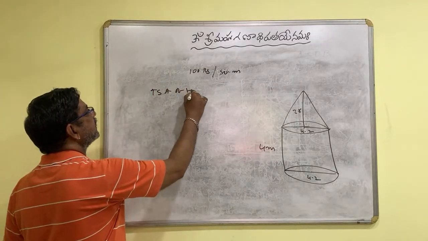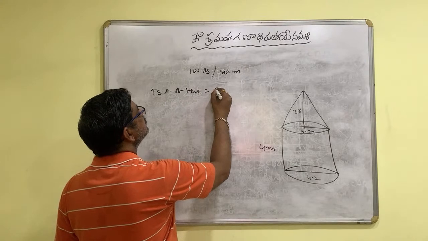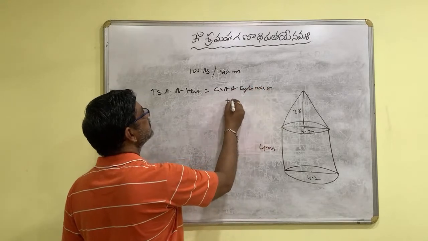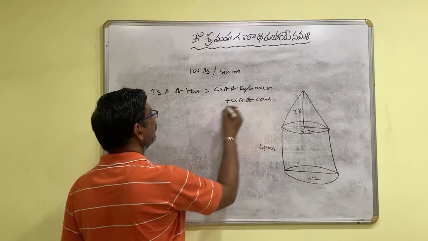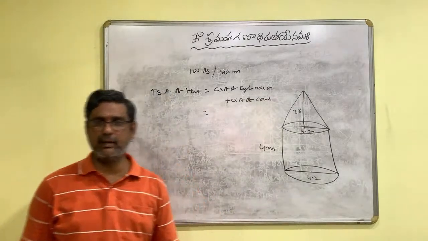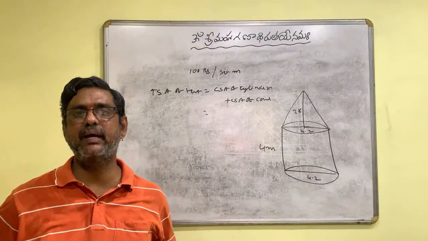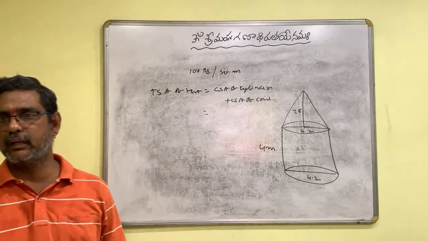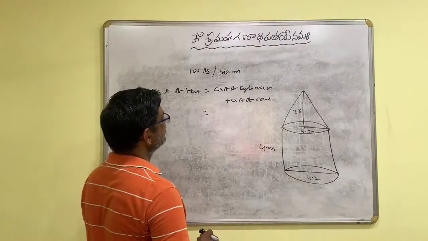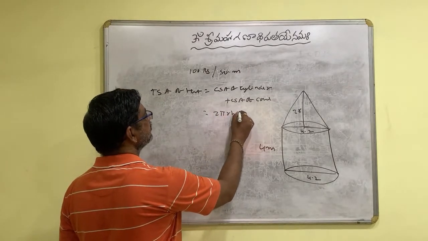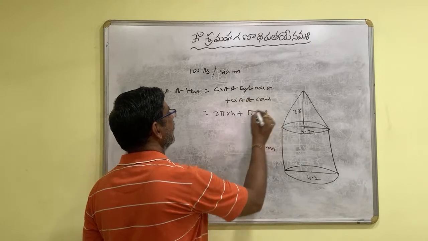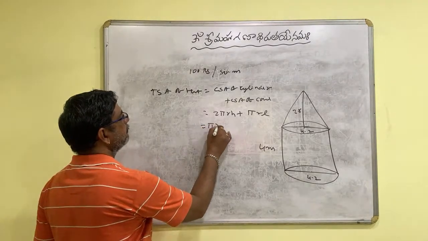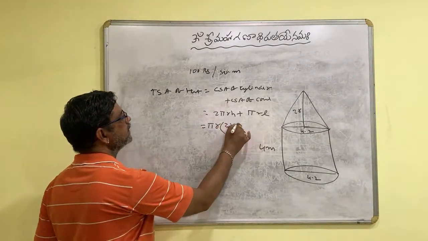TSA of tent is equal to CSA of cylinder plus CSA of cone. Base lo cloth వేయంగా base అక్కర్లేదు. On the base we cannot use the cloth, so no need to consider the base here. So the curved surface area of the cylinder is 2πrh plus the curved surface area of the cone is πrl. Here we can take πr common, remaining is 2h plus l.